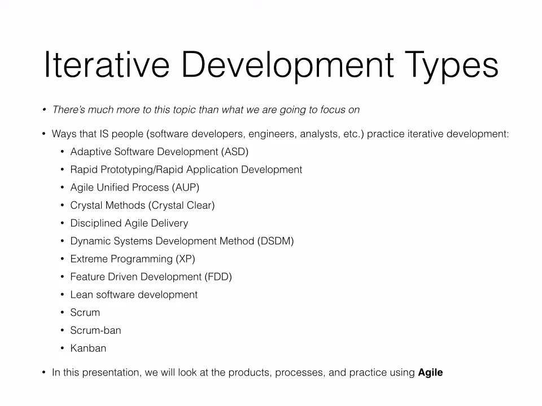Feature-driven development, which Agile incorporates many aspects of what was previously known as feature development. Lean software development, we talked about Lean Six Sigma in some previous courses. Scrum, which we're also going to talk about with respect to Agile management practices. Scrumban is a mixture with Kanban, which is a little bit less of an organized engineering practice, and is considered another form of iterative development used in both hardware and software domains. But in this presentation, we're going to look at the products, processes, and practices under the auspices of Agile, which is an iterative development type, if you will.